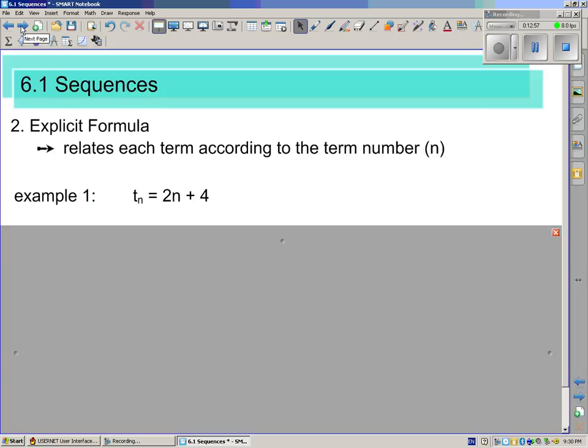And this is called the explicit formula. Now, Mr. Gallant says it's a little naughty. All right, so you get that? Hopefully you got my joke.